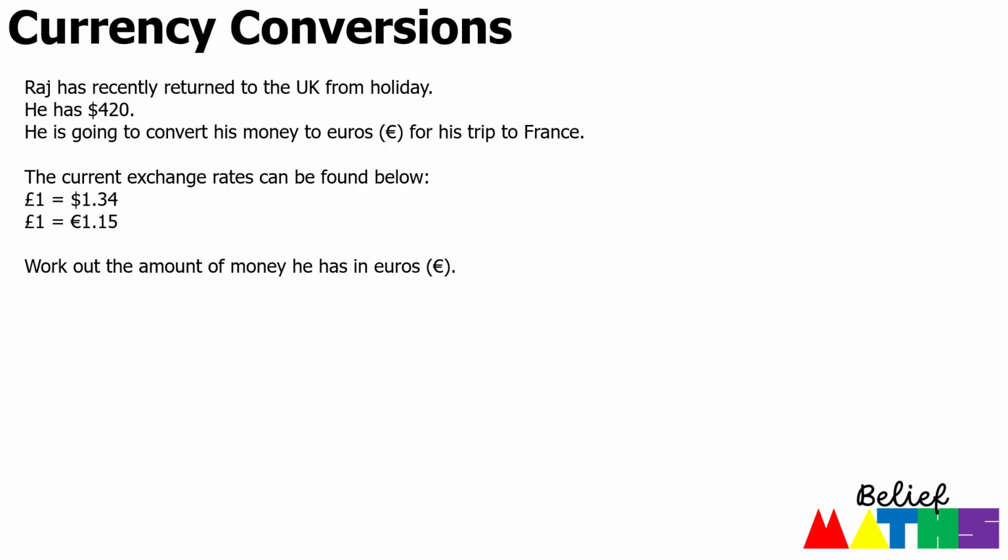Currency conversions is another topic that's usually on a calculator paper simply because they can then use the proper decimals and it takes away the difficulty of doing the calculations. So we've got someone who's got $420 and he's going to convert them into euros. And we have the exchange rate from pounds to dollars and pounds to euros. So the easiest way with an exchange rate, because we're in the UK, it's always going to be £1 is equal to whatever the other currency is.